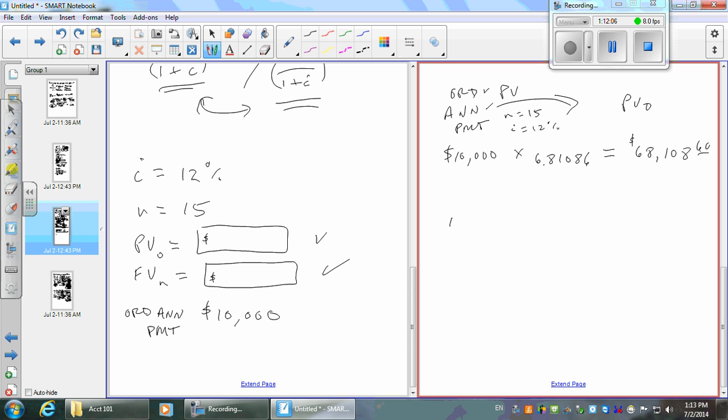Okay, and then what'd you do for your future value? 37.27971. Okay, so you could use the 10,000, right? And now that's an ordinary annuity payment still. And I want to know a future value 15 periods from now. It's the same interest rate, the same number of periods. What would that factor be for compounding? 37.27971.